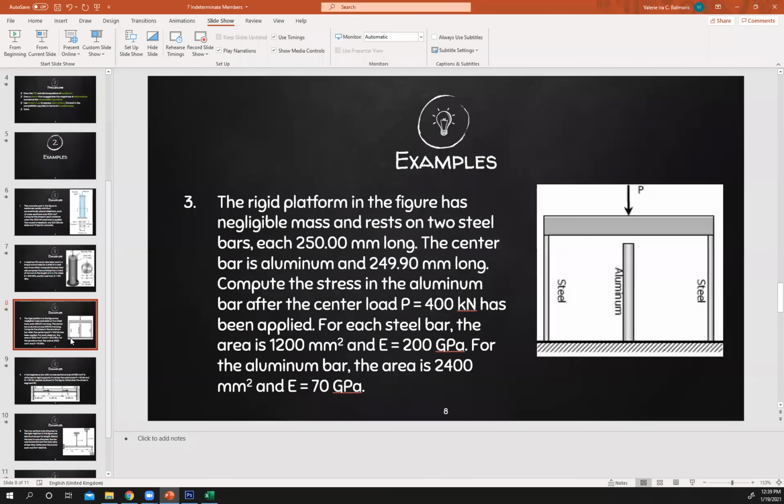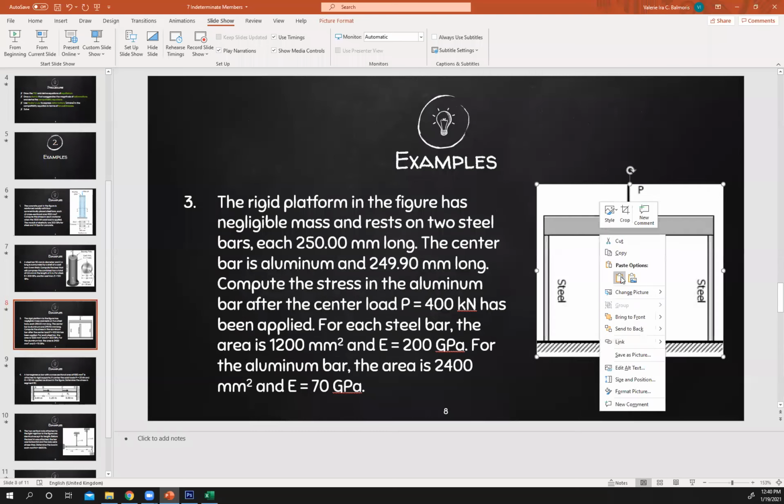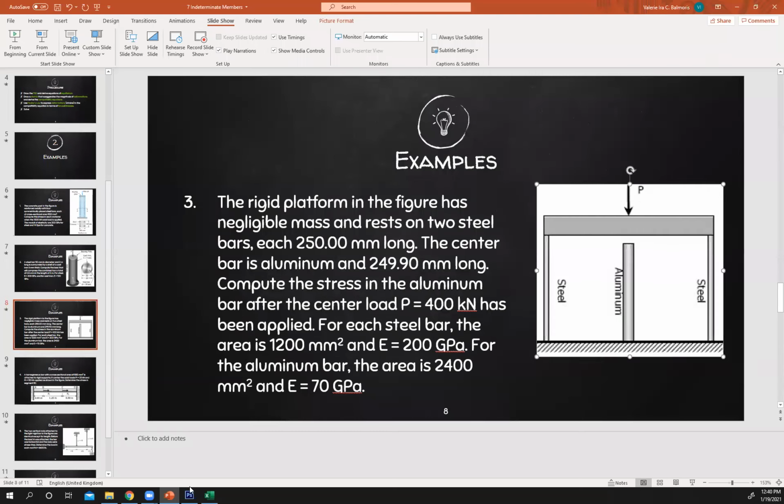The rigid platform in the figure has negligible mass and rests on 2 steel bars, each 250 millimeters long. The center bar is aluminum and 249.90 millimeters long. Compute the stress in the aluminum bar after the center load 400 kilonewton has been applied. For each steel bar, the area is 1,200 millimeters squared and E is 200 GPa. For the aluminum bar, area is 2,400 millimeters squared and E is 70 GPa. We're looking for stress again, and specifically stress of your aluminum bar.